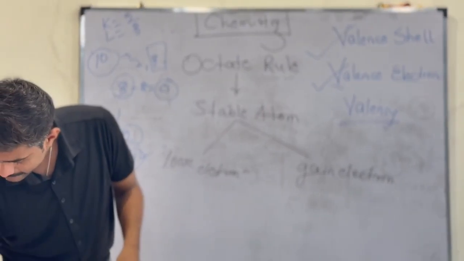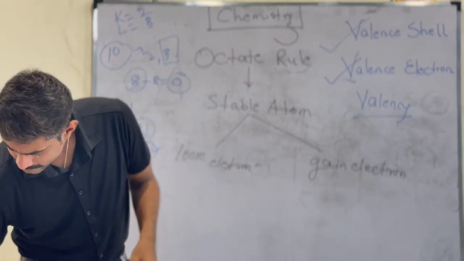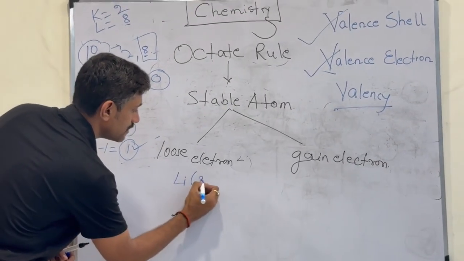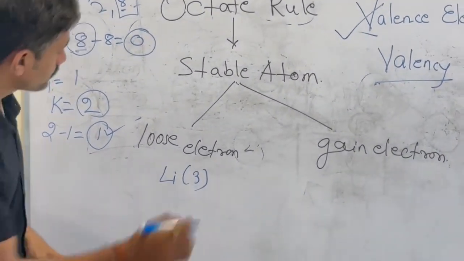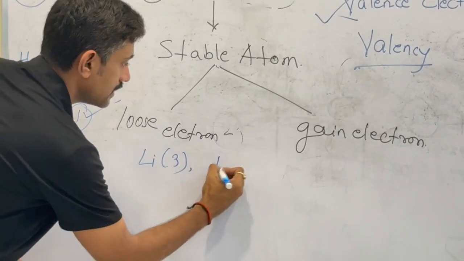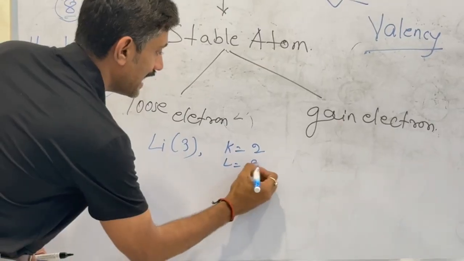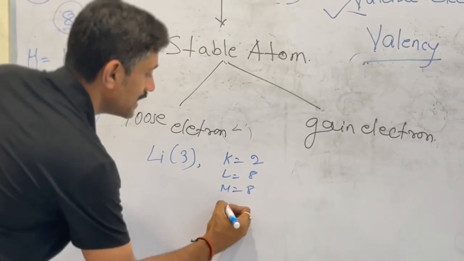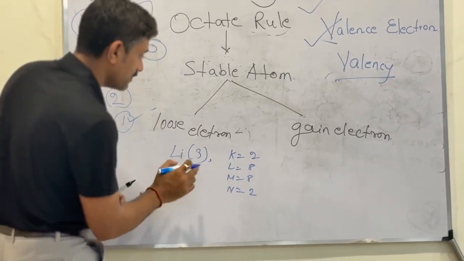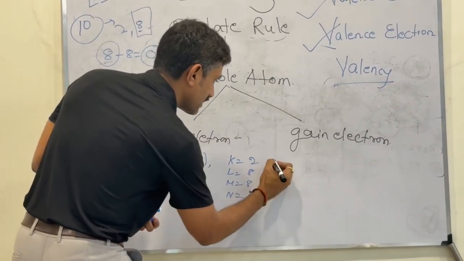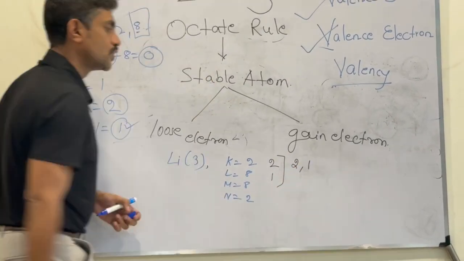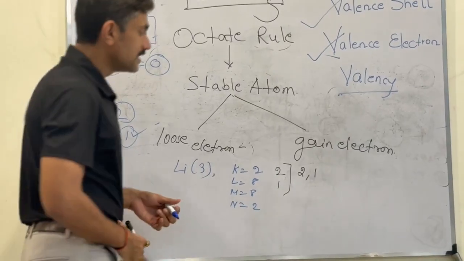Now let me give you one example of lithium. Lithium's atomic number is 3. Now, what does 3 mean? Its configuration would be K2, L8, M8 and N2, as per the class 8 standard. So lithium is 3: 2 will go in the first shell and 1 in the next, so accordingly we write 2, 1. You got the point?